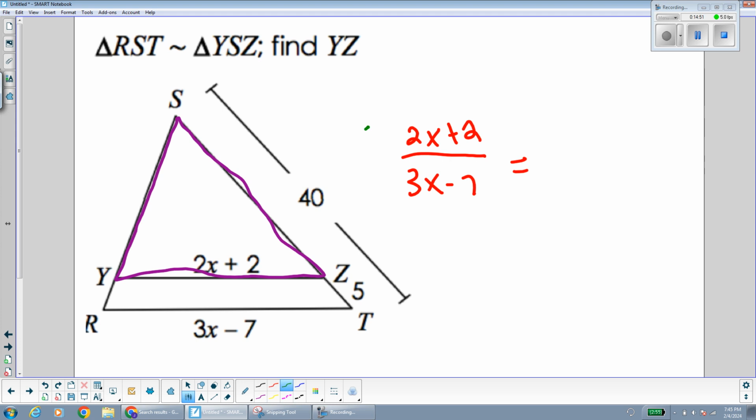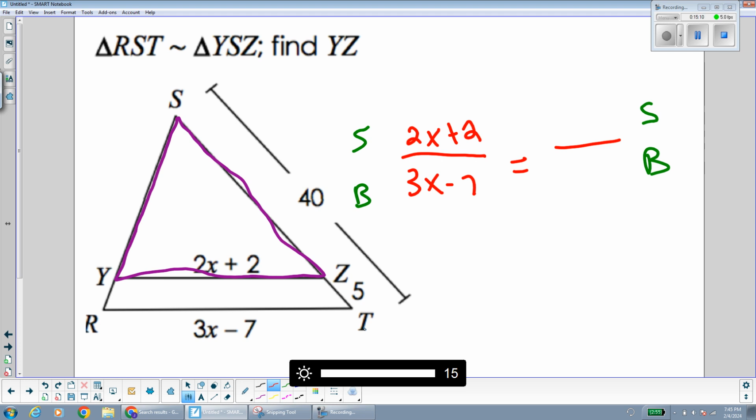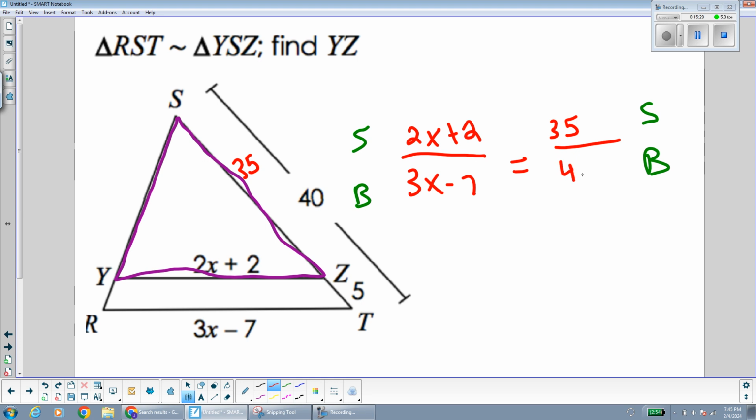Since I did small over big here, I have to be consistent on the other side and set it up the same way. So I'm going to take another side from the small triangle. Careful, ST, the whole side from the big triangle is 40. So the side that corresponds to ST from the small triangle, ST is the second and third letters, SZ is the side that corresponds from the small triangle. So that would be the whole 40, take away this 5, that would be 35. And then the full side from the big triangle is 40.